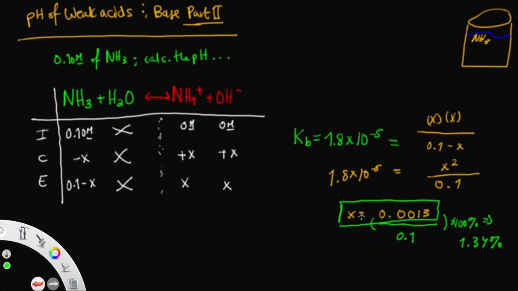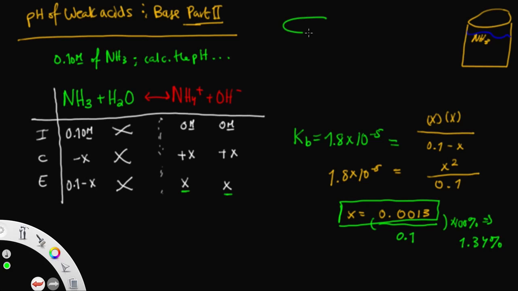So what does this tell us? Well, we know that our end expression for our reaction is going to be X and X. We solved for X here. We said that X is equal to 0.0013. So we pretty much solved for the concentrations of NH4 plus and OH minus, ammonium and hydroxide, at the end of the reaction.